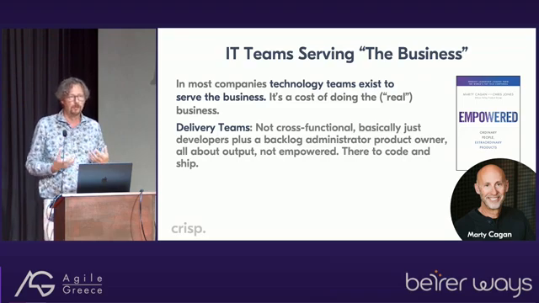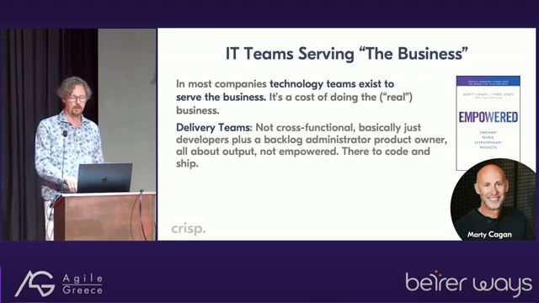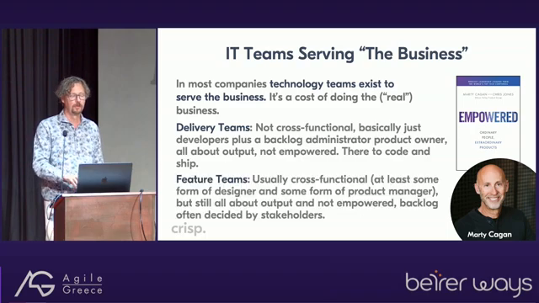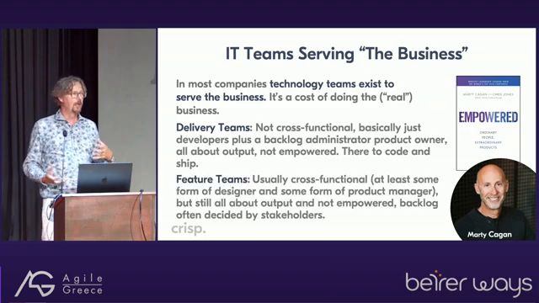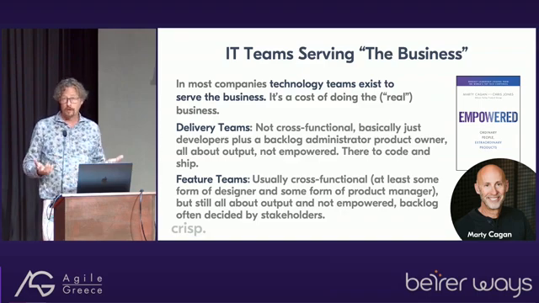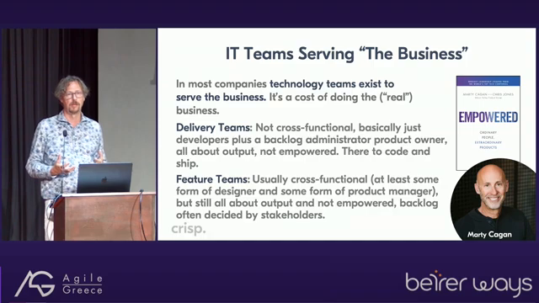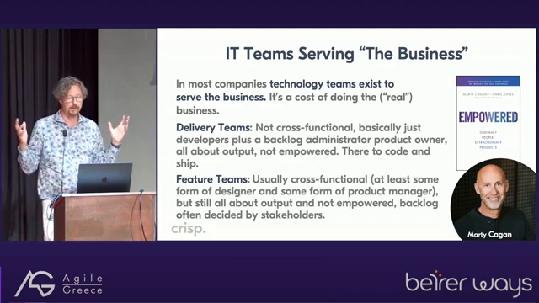And all about the output. Are we churning out the widgets that we were told to do? Not really empowered. They're there to code and ship. Maybe with Agile and Scrum, we're getting more feature teams that are usually cross-functional, and maybe at least have some form of design and product manager who make decisions on where should that button go, what should that look and feel like, within the scope of what's already mainly decided by stakeholders or the business or something else.